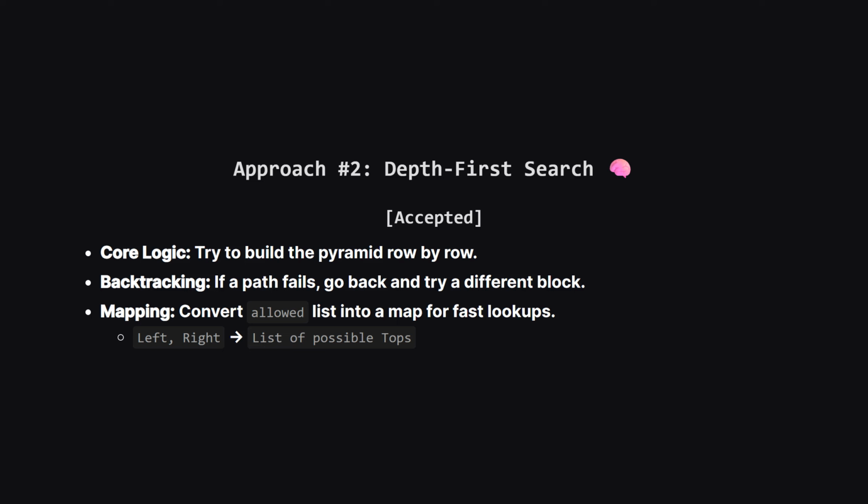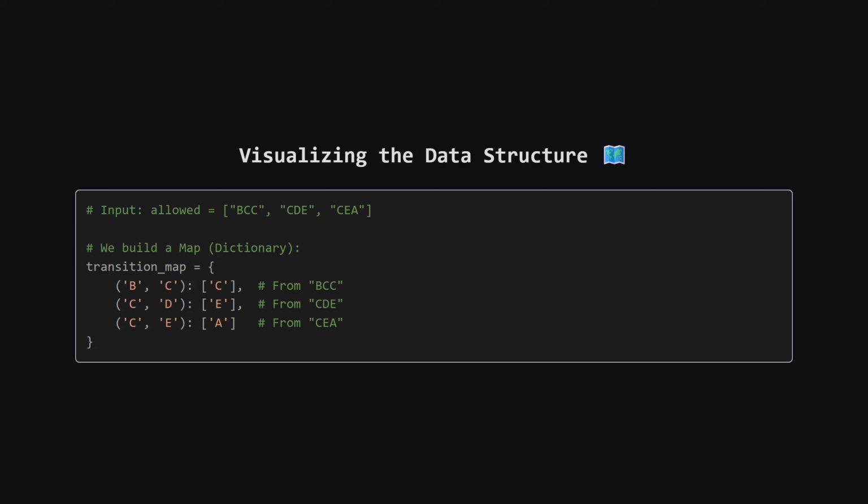To make this fast, we first convert our allowed list into a map, so we can instantly check what blocks can sit on top of any pair. Before we code the recursion, let's visualize the data structure. The input gives us strings like BCC. We need to turn this into something useful. We'll create a dictionary where the key is the pair of bottom blocks, the left and the right, and the value is a list of all possible top blocks. So BCC becomes an entry where key B, C points to a list containing C. If we had another pattern BCF, the list would contain both C and F. This map lets us instantly answer the question, I have a B and a C, what can I put on top?